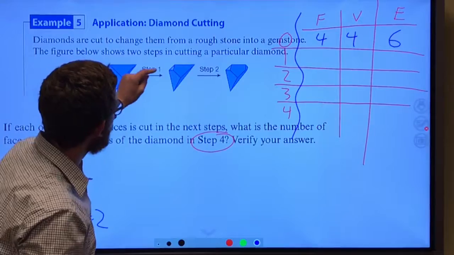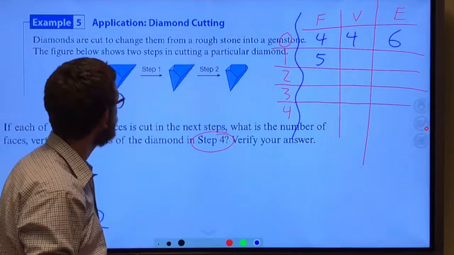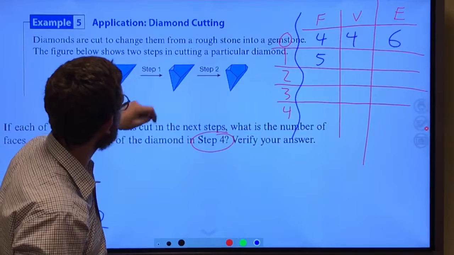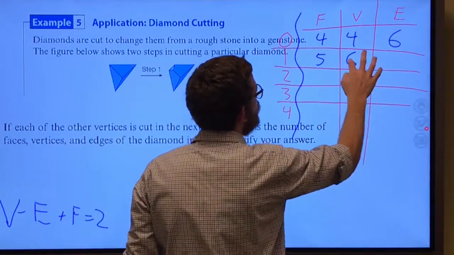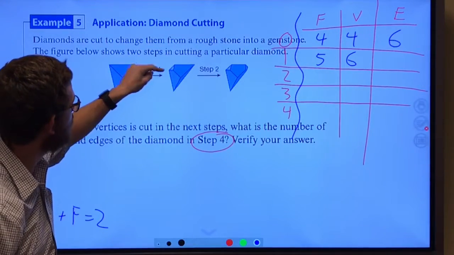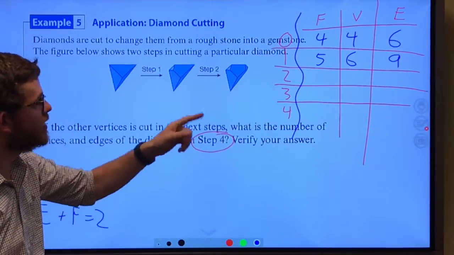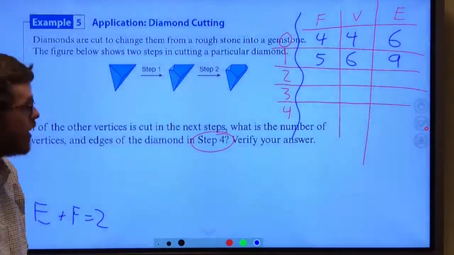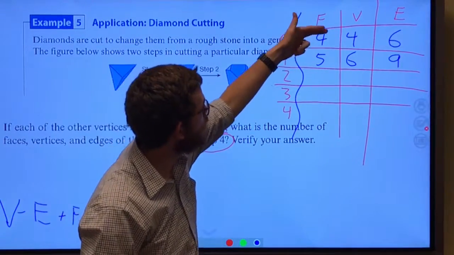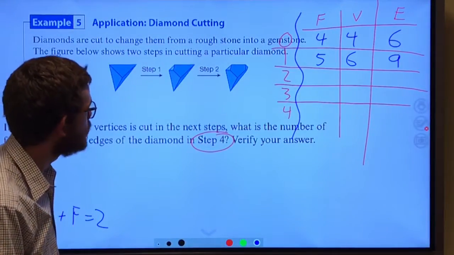Next step, how many faces do we have? 1, 2, 3, 4, 5 faces now. Added a face. Our amount of vertices are now 1, 2, 3, 4, 5, 6. Added 2 more vertices, and how many edges do we have? 1, 2, 3, 4, 5, 6, 7, 8, 9. V minus E plus F still equals 2. We're still checking out. Notice what happened here. We increased by 1, increased by 2, increased by 3. Let's see if that continues.